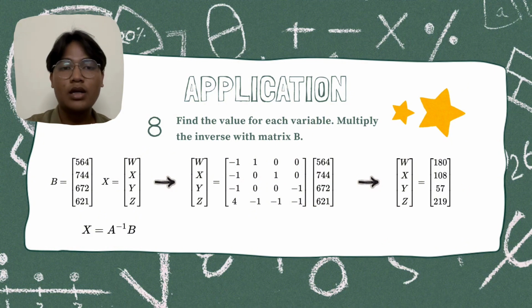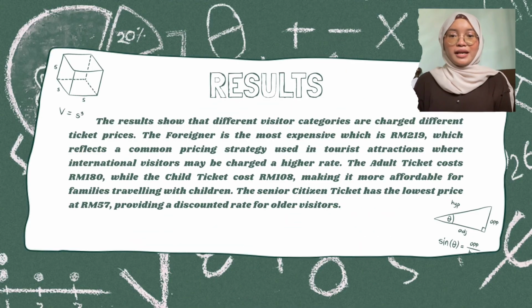The final values are W equal to 180, X equal to 108, Y equal to 57, and Z equal to 290. These are the values that satisfy the system of equations, which means we have successfully found the inverse matrix using the adjoint method. The results show that different visitor categories are charged different ticket prices.